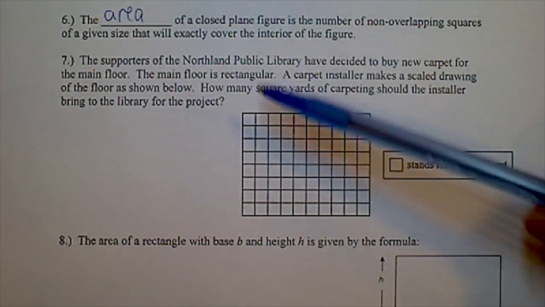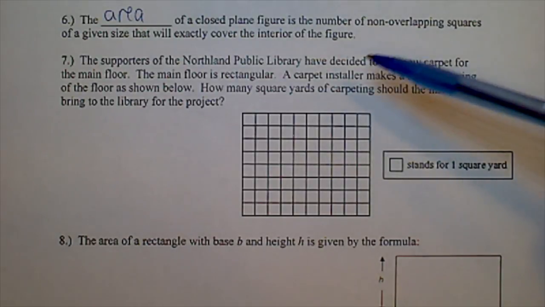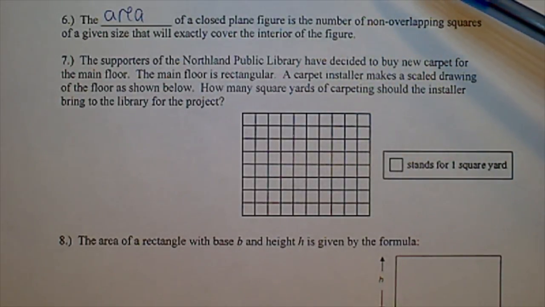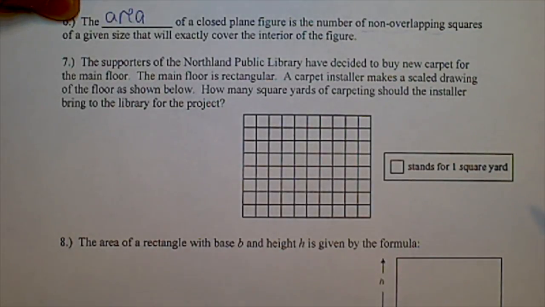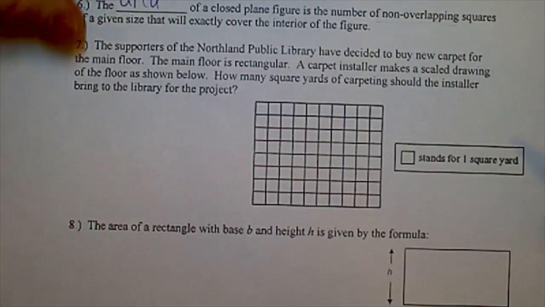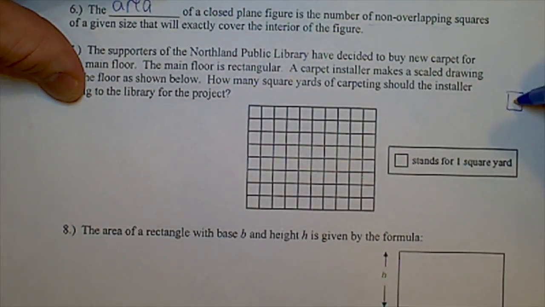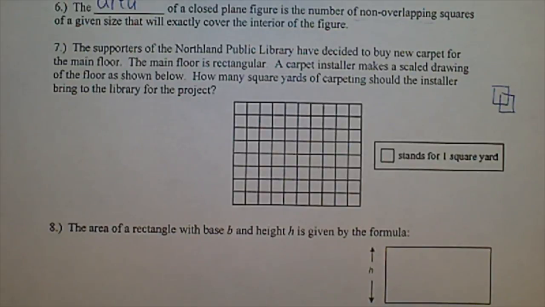It says the area of a closed plane figure is the number of non-overlapping squares of a given size that will exactly cover the interior of the figure. Okay? Non-overlapping squares is really important. For example, in this figure, if we jump down to number 7, these are non-overlapping squares, right? Overlapping squares might look something like that. So we can't look at squares that look like that.